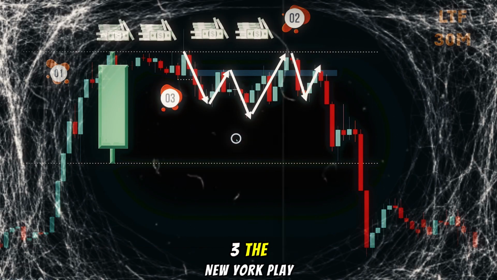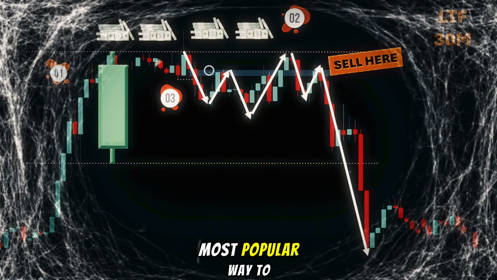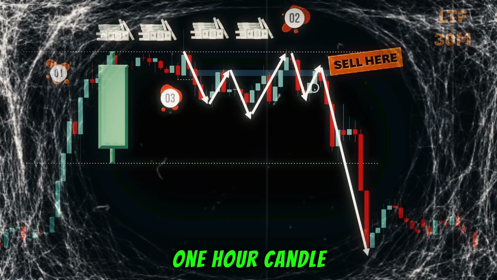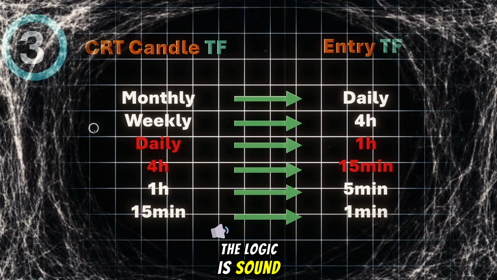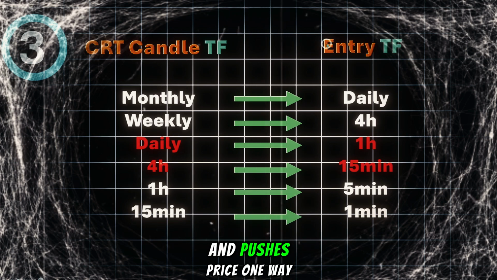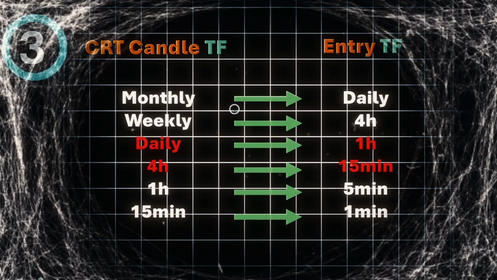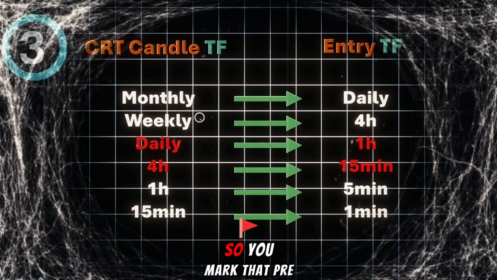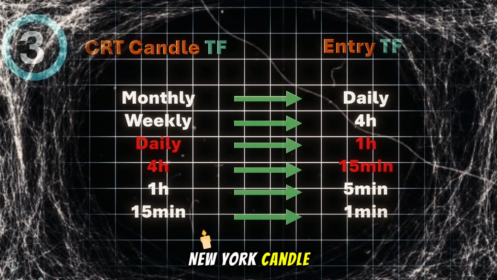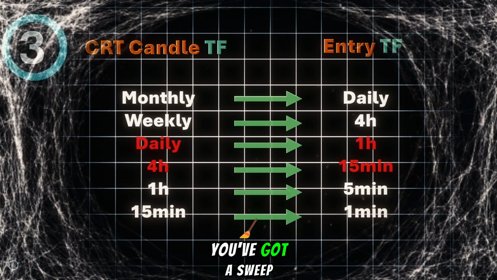Part 3. The New York play, and why it's only half the answer. The most popular way to run this is on the 1-hour candle just before the New York Open. The logic is sound. London builds a range and pushes price one way. Then New York arrives with real volume, takes the liquidity London created, and reverses. So you mark that pre-New York candle, and if price sweeps outside it and closes back in, you've got a sweep with a session catalyst behind it.